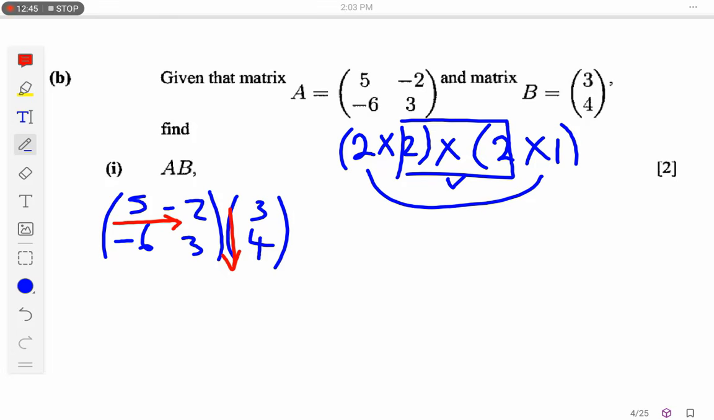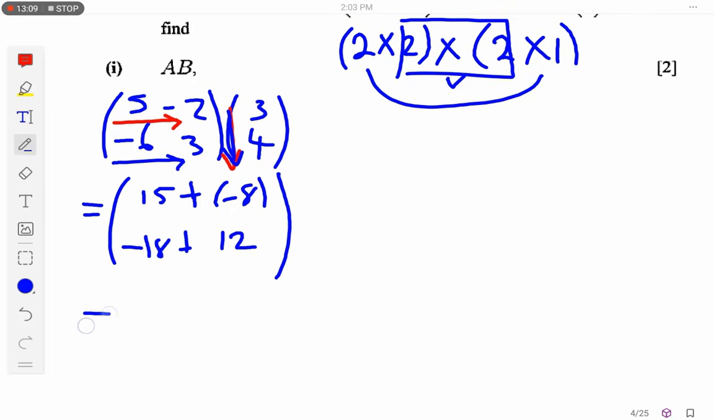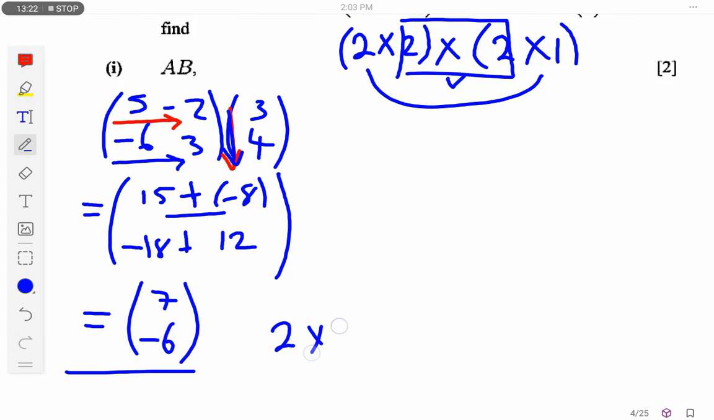So we'll get here 5 times 3, that's 15, plus minus 2 by 4, that's minus 8, okay? Then we have this row by this column again, minus 6 times 3, we get minus 18 here, plus 3 by 4, that's 12. So this is what we are getting. Let's simplify. This is going to be 15 minus 8, we get a 7. Minus 18 plus 12, we get a minus 6. So this is our final answer, which is a 2 by 1 matrix.